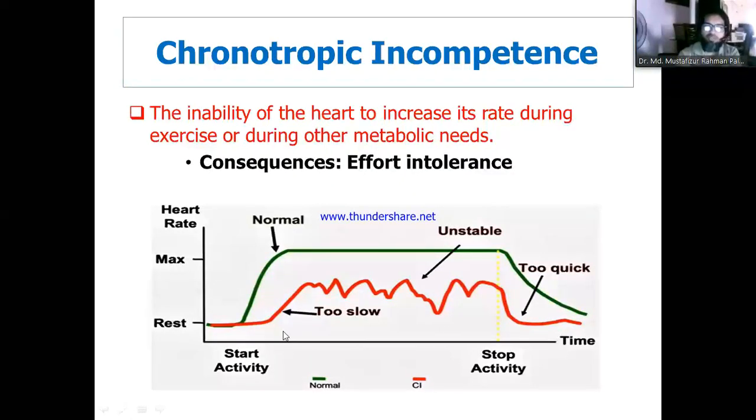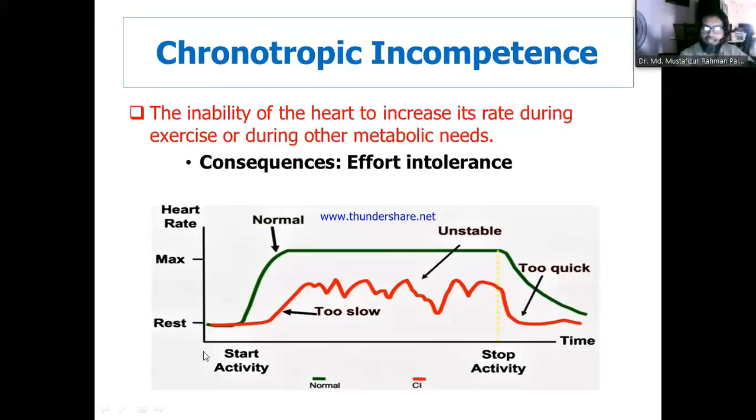So another thing is chronotropic incompetence, that is the inability of the heart to increase its rate during exercise or during other metabolic needs. Another very important function nowadays is the rate responsive mode, discovered in the 1980s. It is the inability to increase the rate according to the demand. So the consequence is effort intolerance. It is known as chronotropic incompetence.